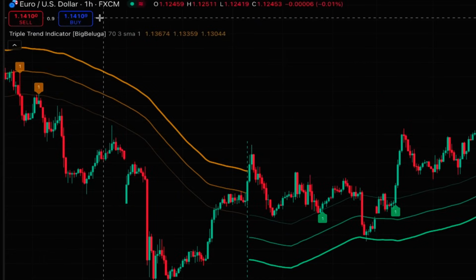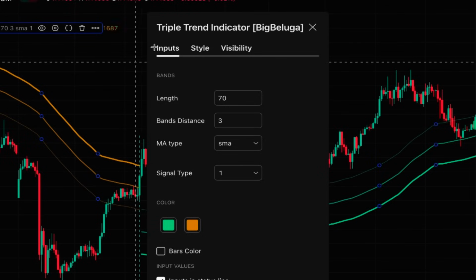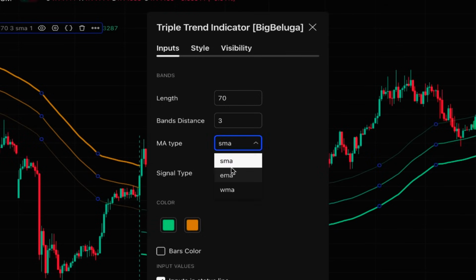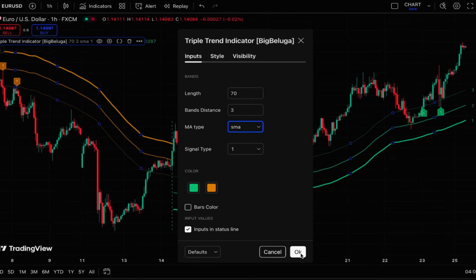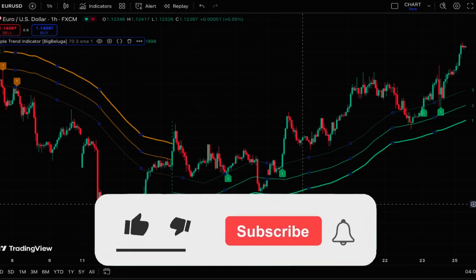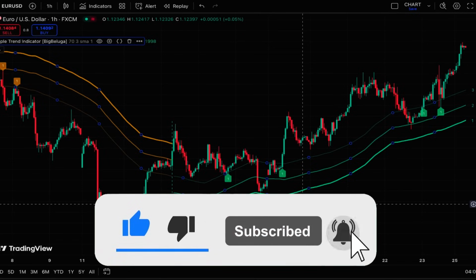If we go to the settings of the indicator, here in the inputs tab, you can see that the moving average type is set at simple moving average by default. It's a good choice for trend identification and we continue with this simple moving average. And you can see that the length is set at 70 by default and the ATR multiplier for the bands is set at 3. So in this indicator, we have three bands that are going to help us with trend identification and trading signals in the pullbacks.